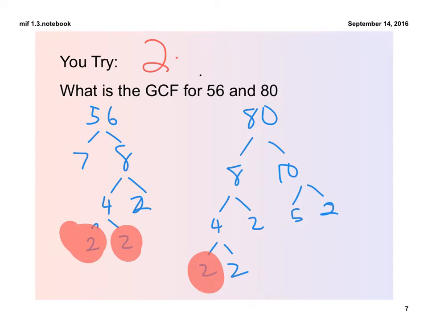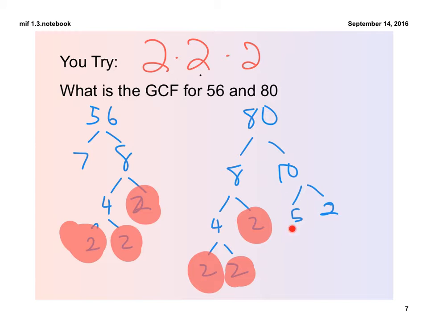Now there's another 2. Is there another 2 over here? Yes, there is. There's a pair of 2s, so that 2 is in common. We write that down as part of our GCF. I have another 2 in my 56 tree. I have another 2 in my 80 tree. So there's another 2 in common. We write down one more 2 as a part of the GCF.